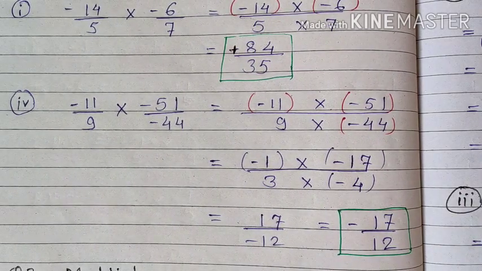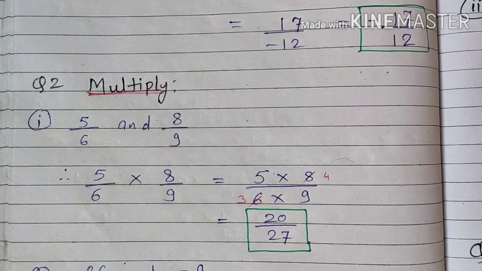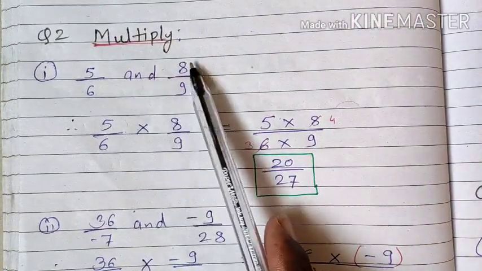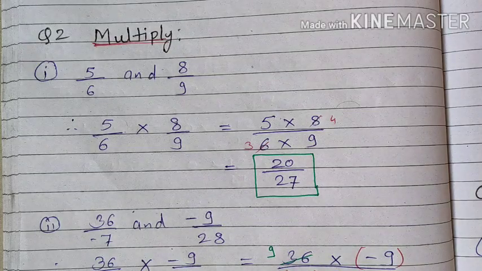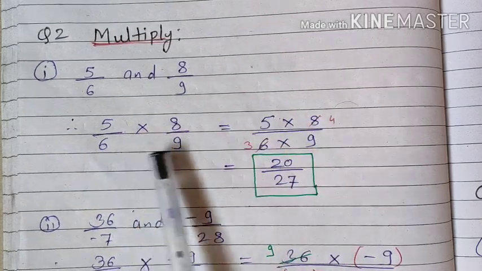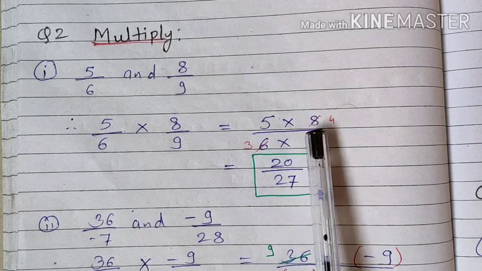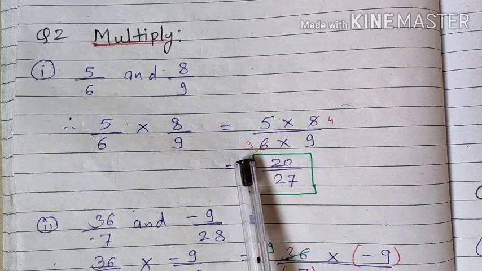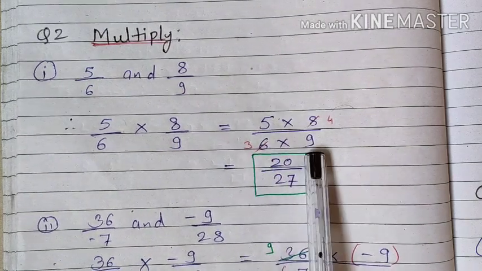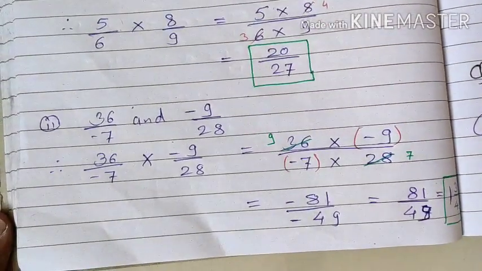Okay. Then next thing is question number 2, from the same exercise. Multiply 5 upon 6 and 8 upon 9. Okay. So numerator into numerator, denominator into denominator. If simplification is possible, we can simplify that. 2 fours are 8 and 2 threes are 6. Got it? 5 fours are 20 and 3 nines are 27. Got it?